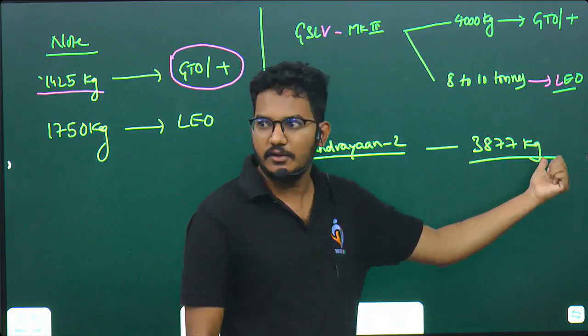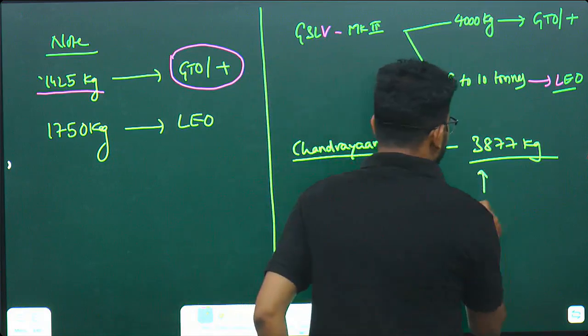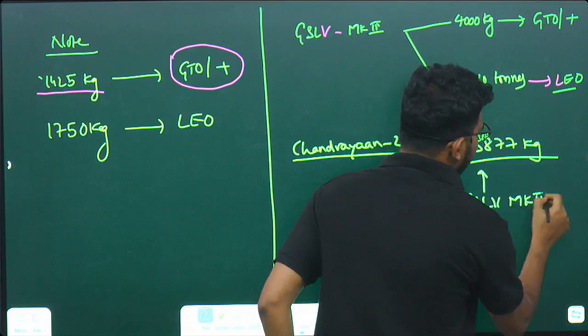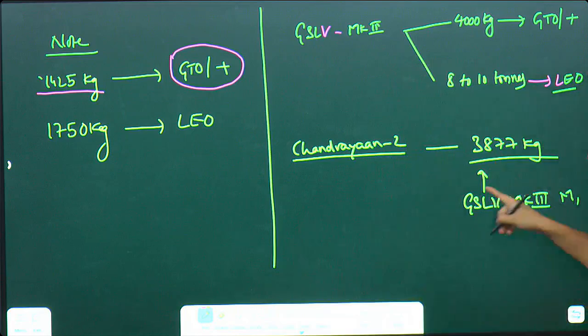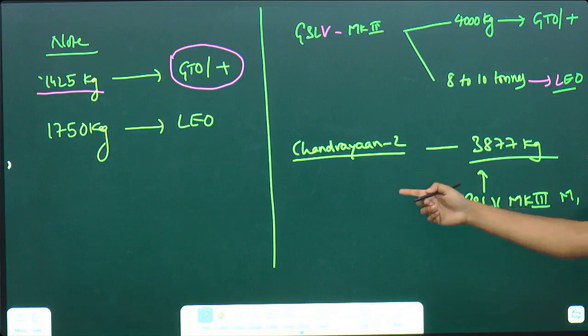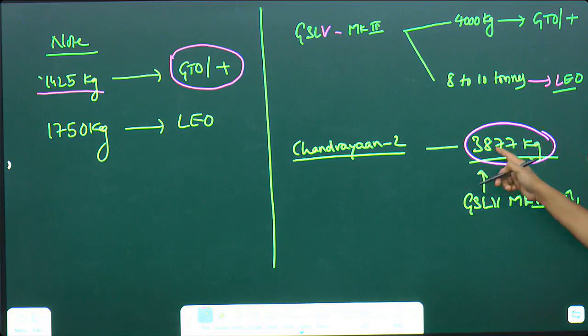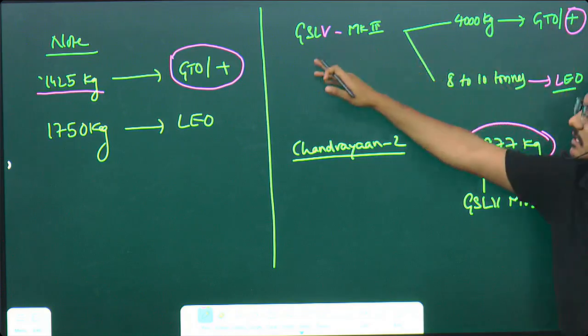So obviously which vehicle will we be using? GSLV, that too Mark 3 variant. And yesterday I showed you M1. To differentiate, we have given names to the vehicles. The name for this is M1, and Chandrayaan 3 is M3. So my point here is, we have used GSLV Mark 3 because the weight is 3,877 kgs and we have to reach GTO and above. That's the reason we have used GSLV Mark 3.